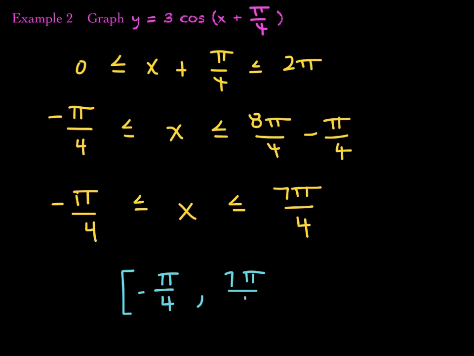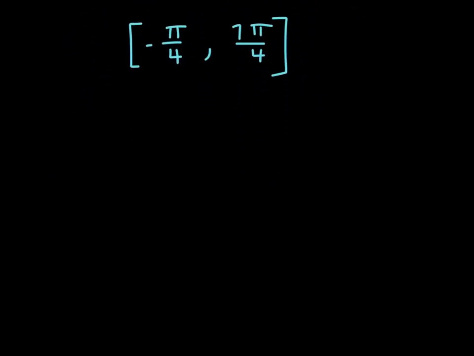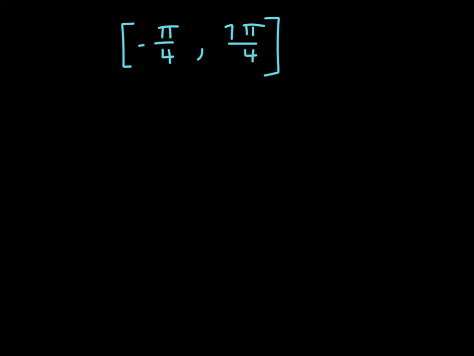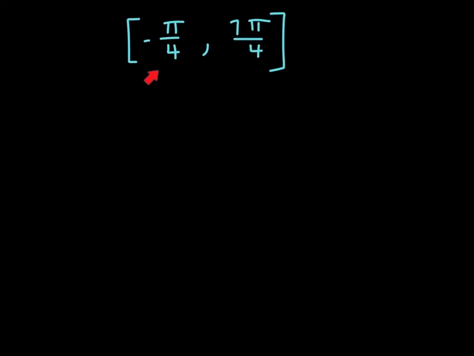What we're going to do is take this interval now and divide it into four parts. We're going to go find those five input values. Please notice that your left endpoint is negative pi over 4, your right endpoint is 7 pi over 4. What we're going to do first is find our midpoint.